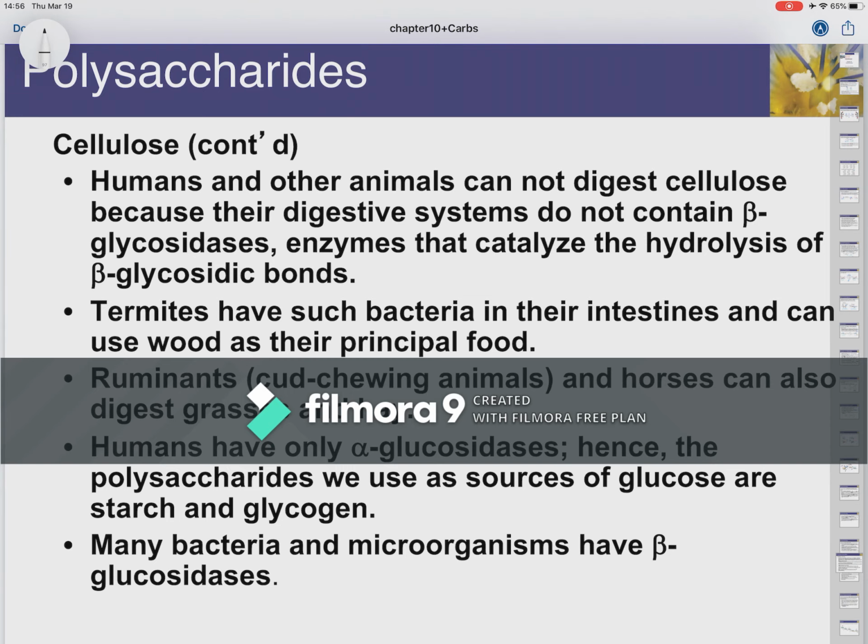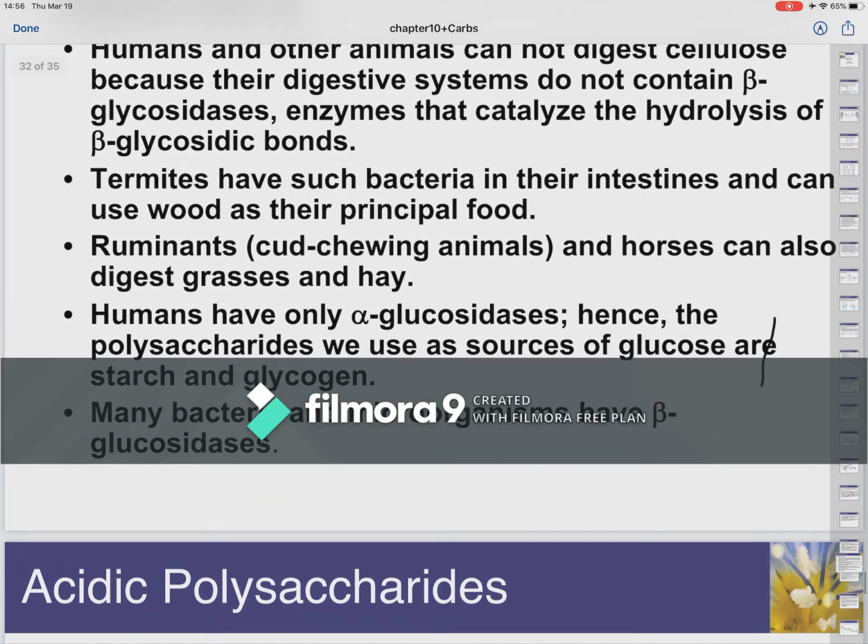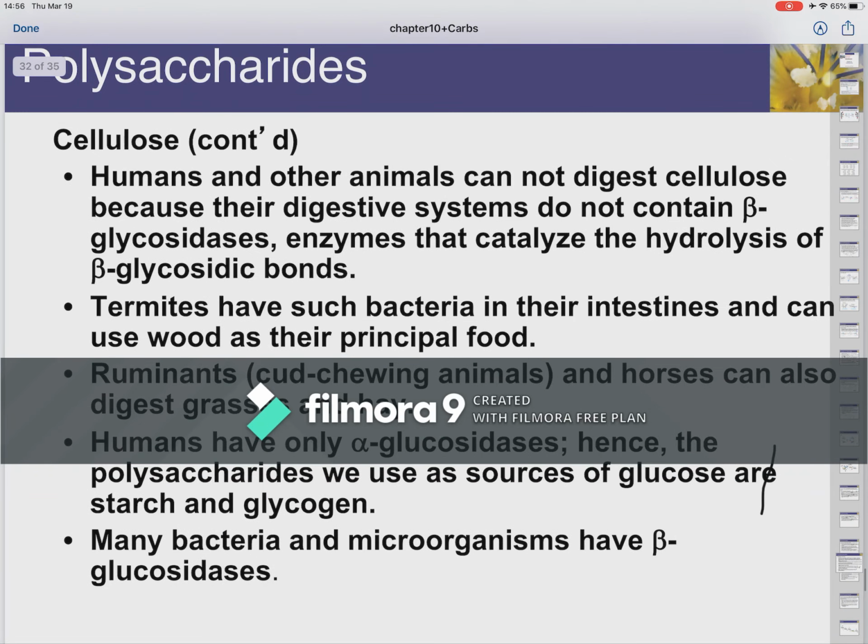So that'll be the end of this chapter. We don't need to worry about whatever's next, I think, acidic polysaccharides. Yeah, let's go ahead and just forget anything about that. We'll just end it at cellulose for this chapter. All right.